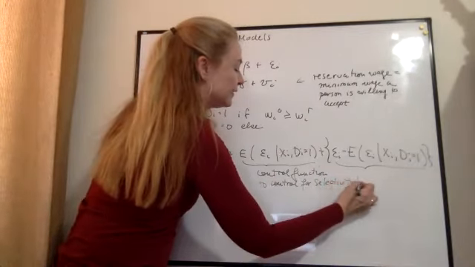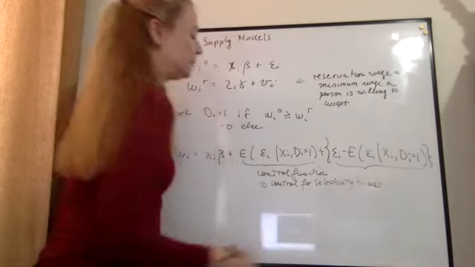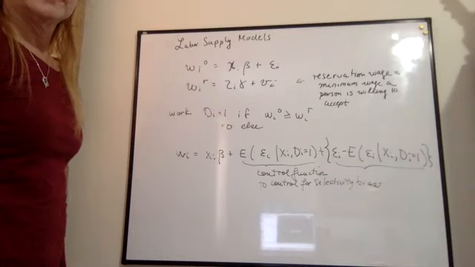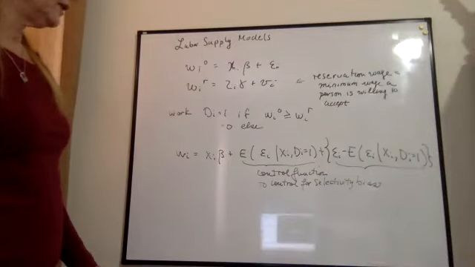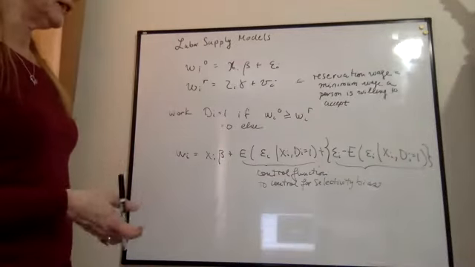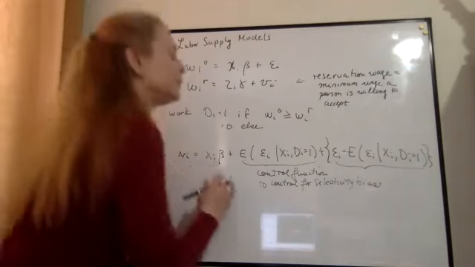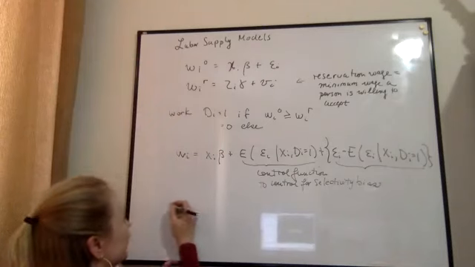Control for selectivity bias. Okay. All right, so the crucial thing is we need to figure out what this control function is. And it's similar to what we've done already.